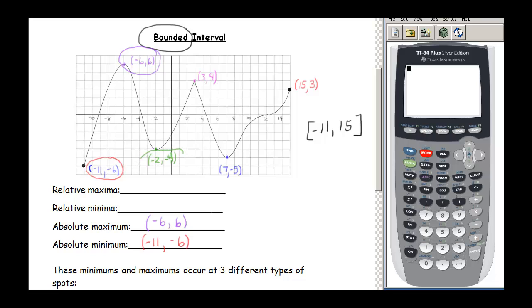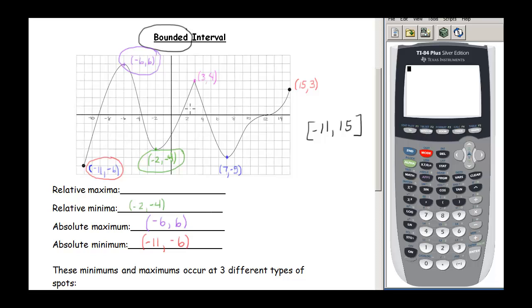Okay, moving to this next point. So I'm looking at this point right now. This looks like a low because we're at a low spot on our function. So it's going to be a minimum, and I can tell that it's not the lowest overall because this point that's circled in red is lower over here. So this is going to be a relative minimum. So -2, -4 is a relative minimum.